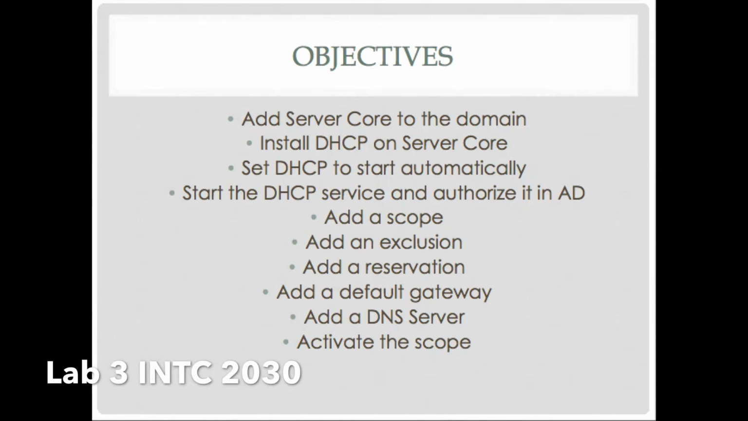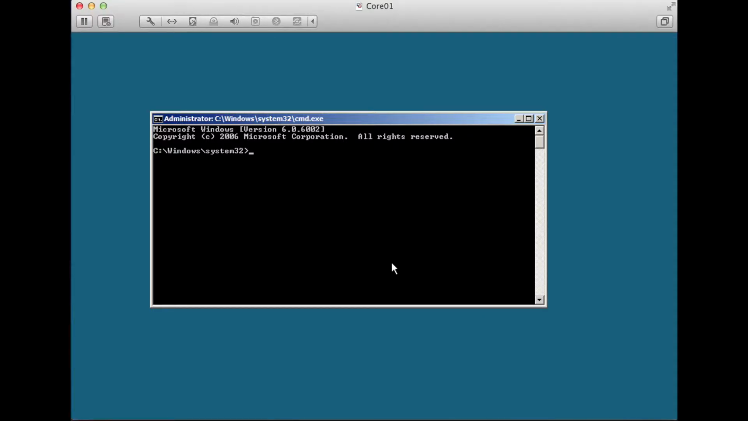In this video, we will be installing the DHCP server role onto server core. We will also be performing the objectives that you see on your screen. So the first thing we're going to do is add this server to the Lucerne Publishing domain.